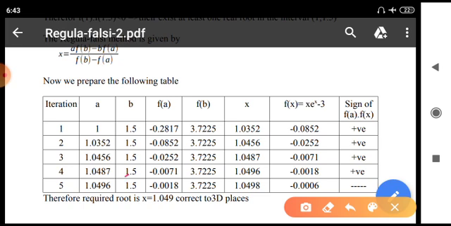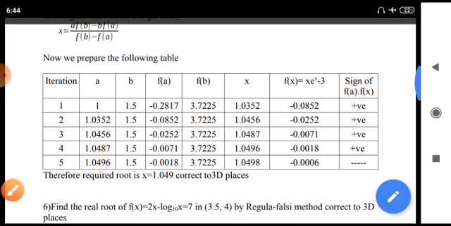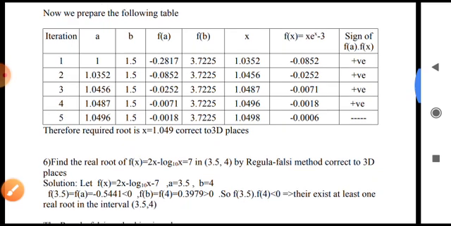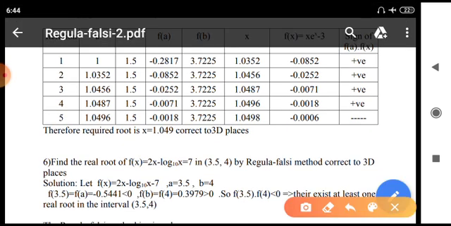1.0487. B same. F of a is already calculated. F of b is same. X value comes out to be 1.0496. F of x is minus 0.0018. Sign of f of a into f of x is positive. Again, if the sign is positive, we write x value under the column a.